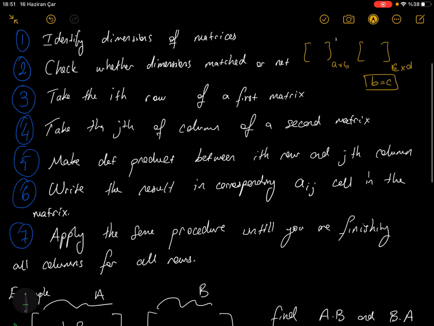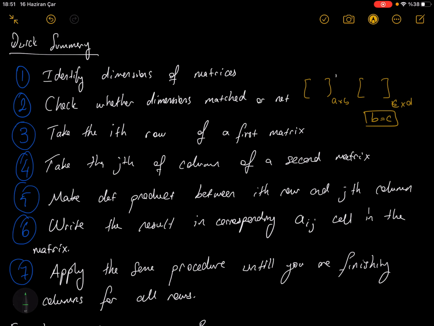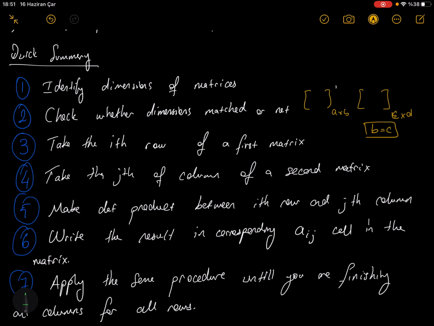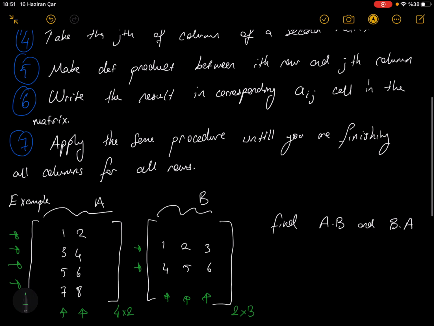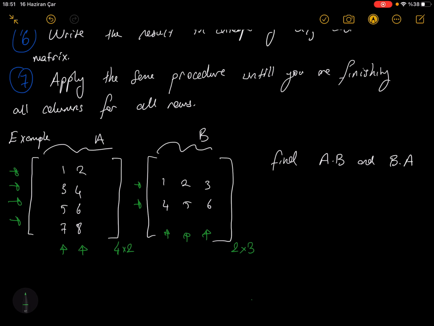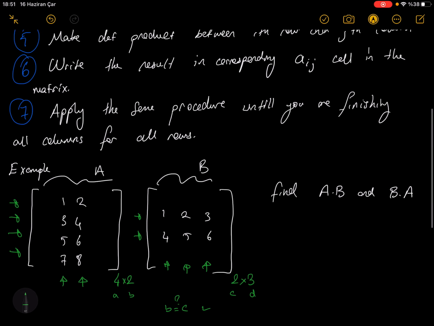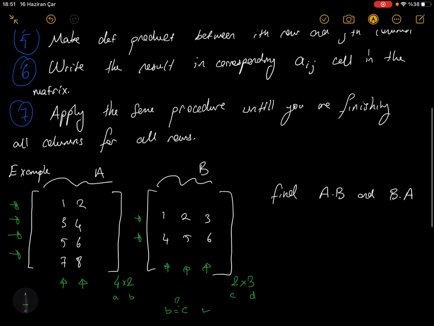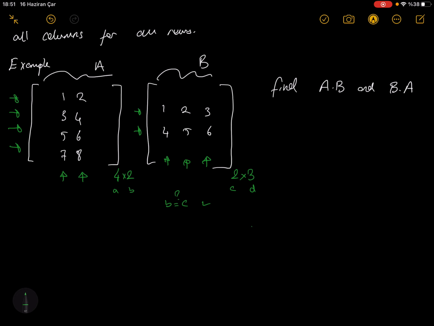So what was our second rule? Let's check it out. Check whether the dimensions match or not. For matching dimensions, we have AB and CD, so B has to be equal to C. This should be A, this should be B, this should be C, this should be D. Is B equal to C? Oh yeah. So we can make the multiplication of AB. We can find the result here. Okay, take the ith row of the first matrix. Just let me write the resulting matrix here.